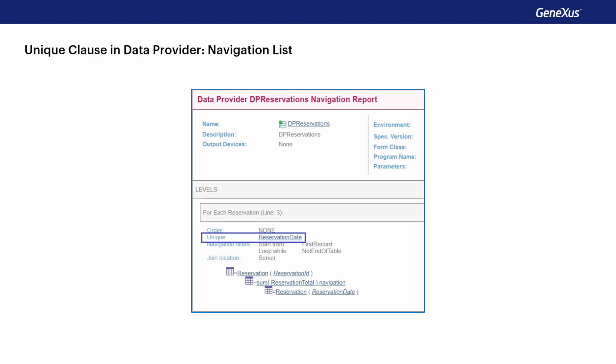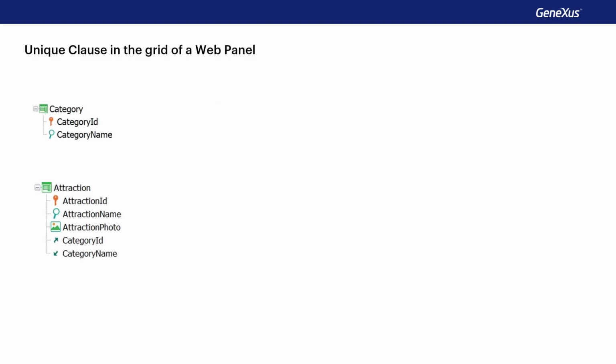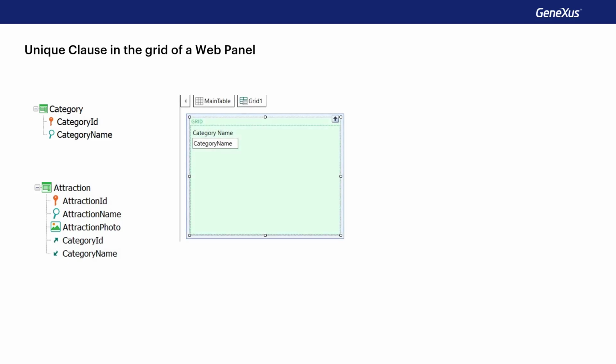We've seen the use of the unique clause in for-each commands and in data providers. Let's now see that it's also possible to use it in the grid of a web panel. So let's consider again the categories and tourist attractions. We're going to design a web panel that shows all the categories that have registered tourist attractions. In the web panel grid, we add the category name attribute.